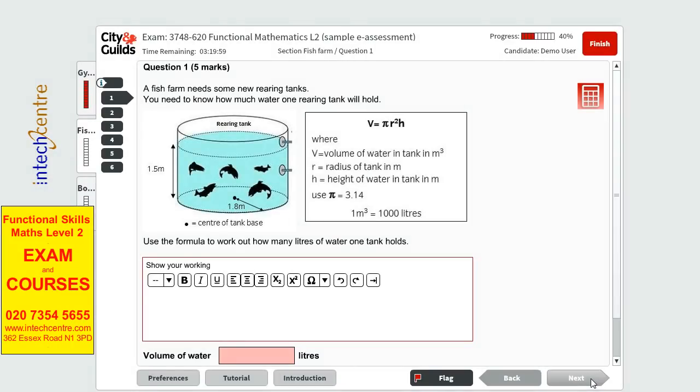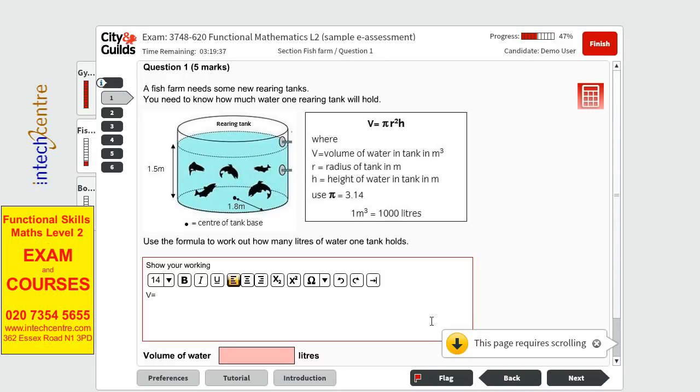Right. Now, let's start with question 1. It has 5 marks. Make sure you use the formula fully. So, we have a fish farm, needs some new rearing tanks, we already knew that, and we need to know how much water one rearing tank will hold. And the formula here will allow us to find out how much water that is.